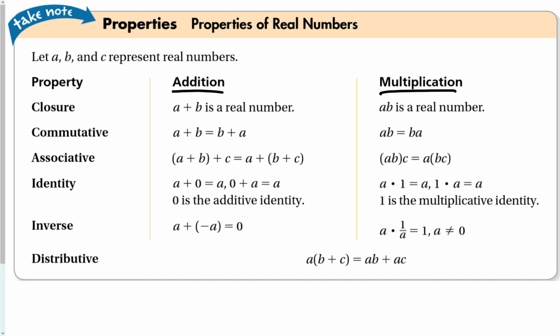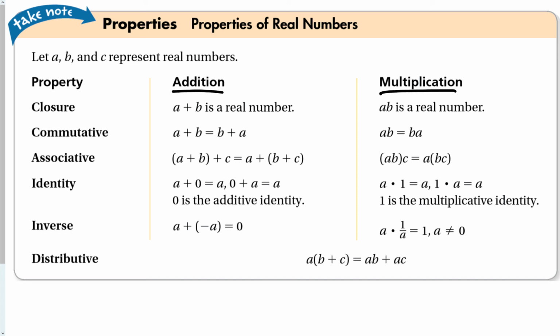If a is a real number and b is a real number, when you add them together, you get a real number. You multiply them together, you get a real number. So if you have two real numbers, there's no way to get something that is not real. You can get things that are irrational, or integers, or any of the other types of real numbers, but you're going to get a real number.